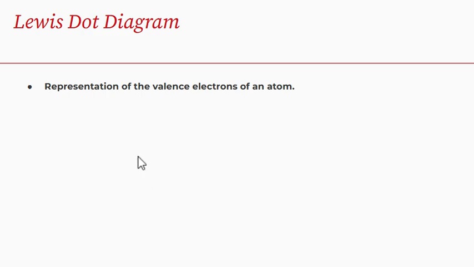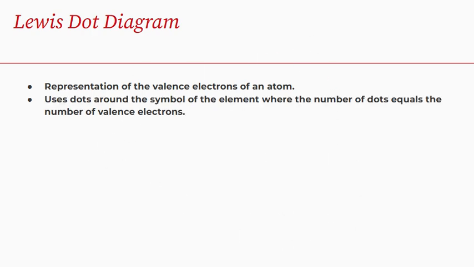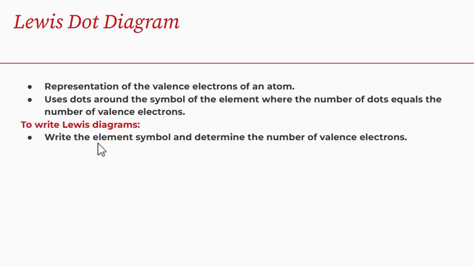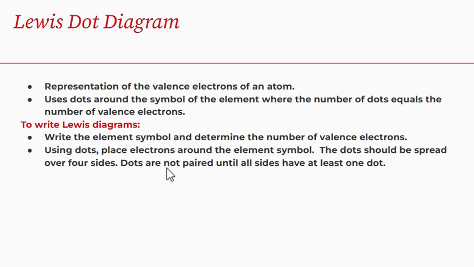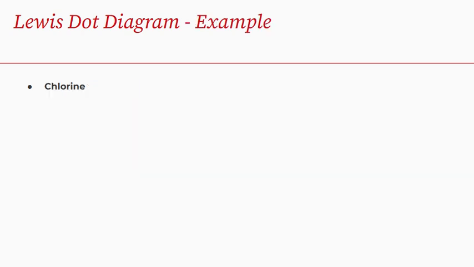So we're now going to talk about Lewis dot diagrams, which we use to represent the valence electrons that an atom has. The dots around the symbol of the element are the number of valence electrons that atom has. So to write a Lewis diagram, you write the element symbol and then determine the number of valence electrons. Then, using dots, you place the electrons around the element symbol, and the dots should be spread over 4 sides. Dots don't start to be paired until all sides have at least one dot.